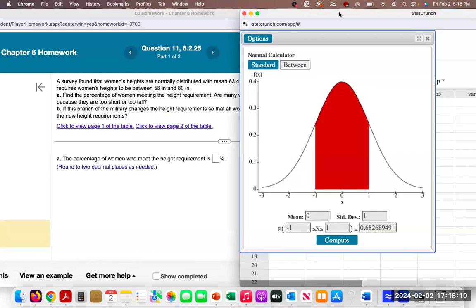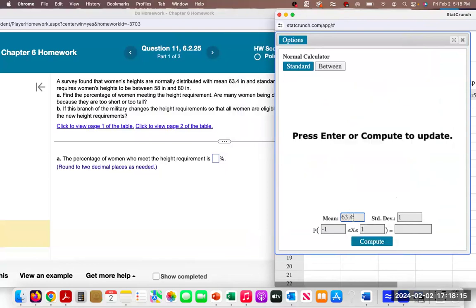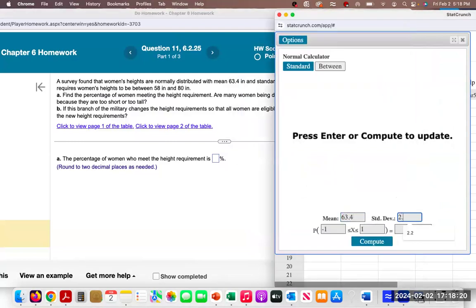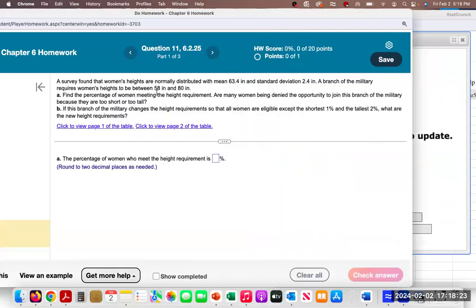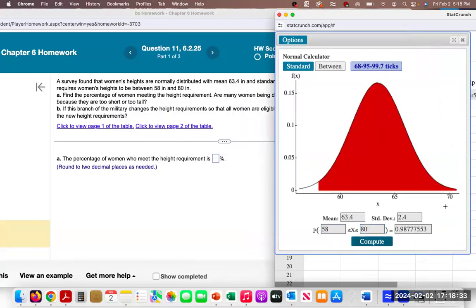So enter the mean. In this case, the mean of the distribution is 63.4, and the standard deviation is 2.4. And the height requirements are between 58 and 80 inches. So between 58 and 80 inches. And once we click Compute, we can see the area between 58 and 80 inches. The area shaded, converted to a percent and to 2 decimal places, is going to be 98.78.